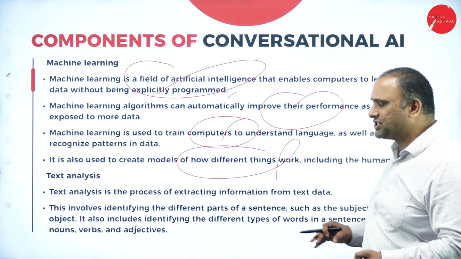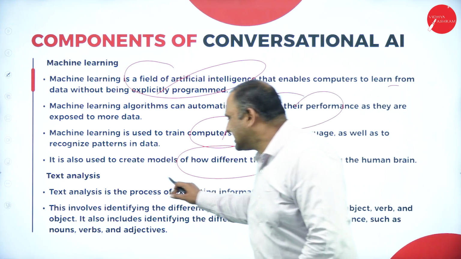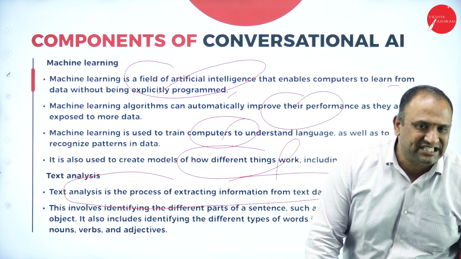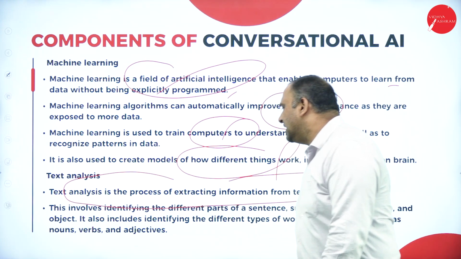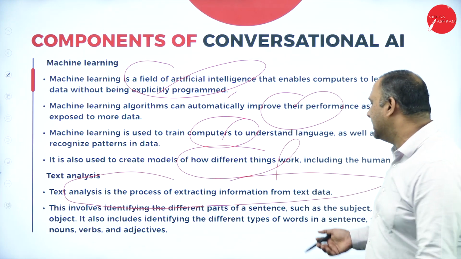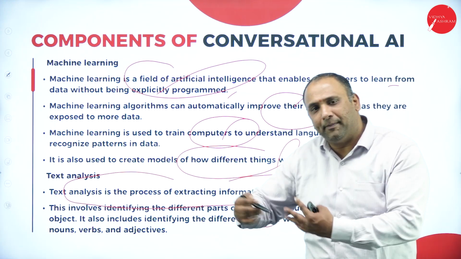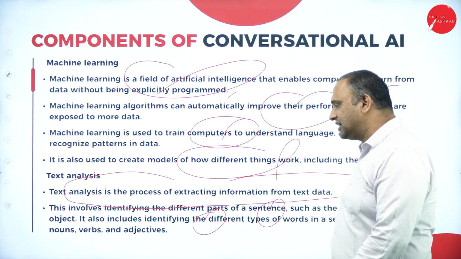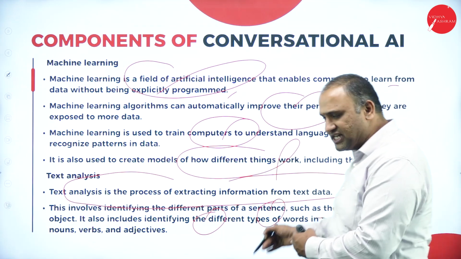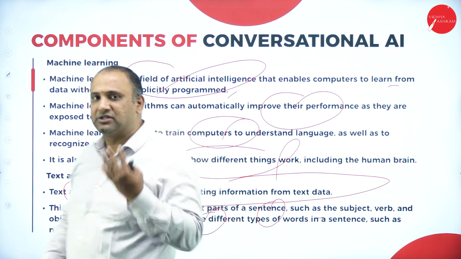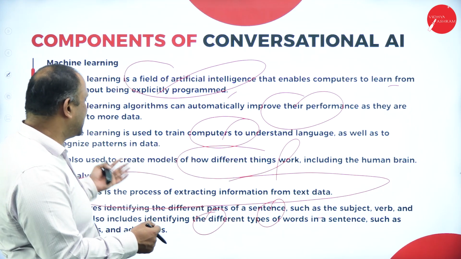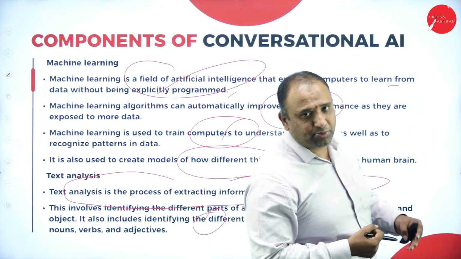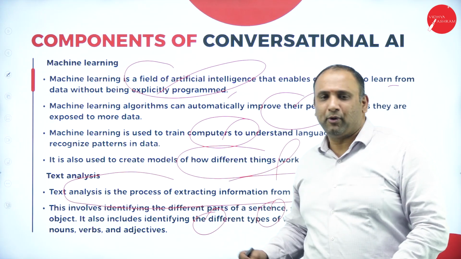So it's basically a conversion text practice that we are getting into. Text analysis is a process of extracting information from the text data altogether. This involves analyzing and identifying the parts of a sentence such as subject, object, and every other factor. This also includes identifying the different types of words in a sentence such as noun, verbs, adjectives. So every single part of the verb is going to be understood and taken into position, and then we start getting into this analysis factor altogether.